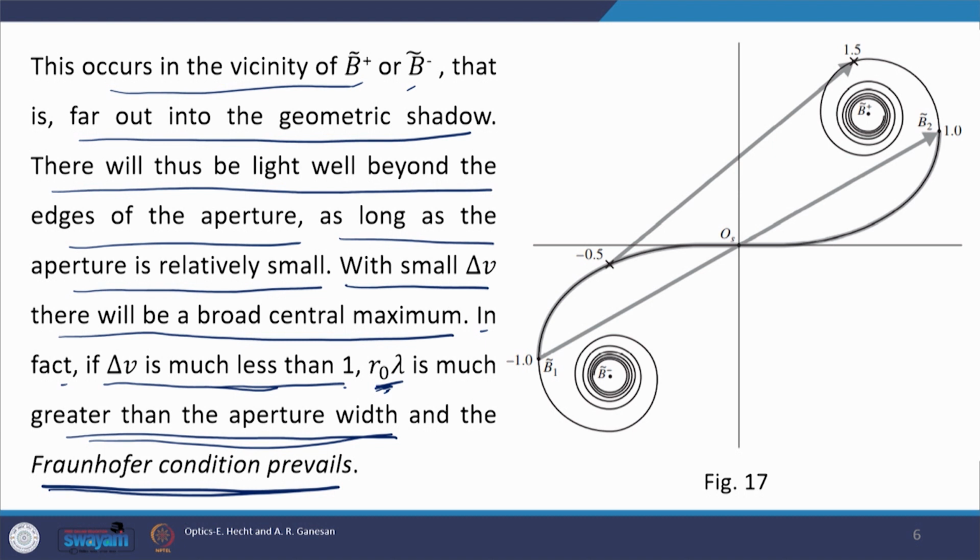to the Fraunhofer regime, because there the Fraunhofer condition prevails. Why? Because R naught lambda is much larger, and delta V is less than 1. In this particular case, we slowly move from the Fresnel region to the Fraunhofer region.